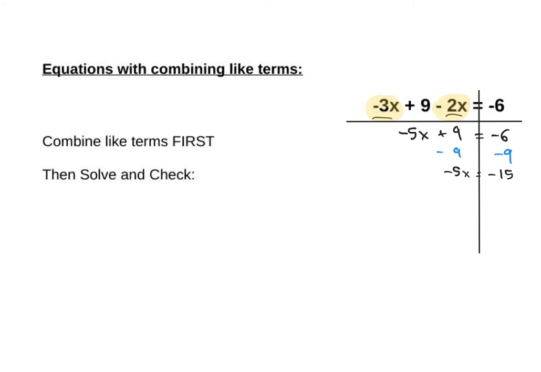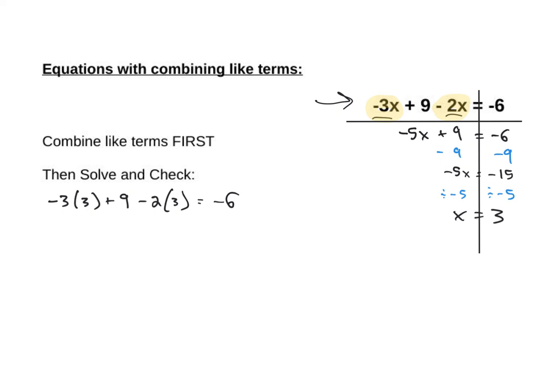And then divide by that coefficient, divide by negative 5. We come up with x equals positive 3, and we can do our check. And I suggest doing a check with your original equation just in case you made a mistake in the combining like terms process. So I'm actually going to do my check with negative 3x plus 9 minus 2x. And now we can simplify.